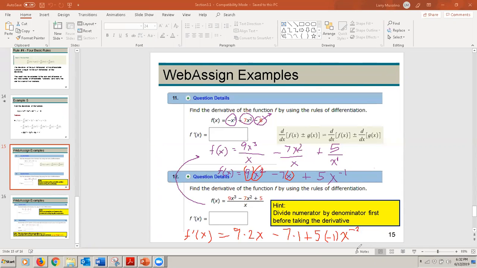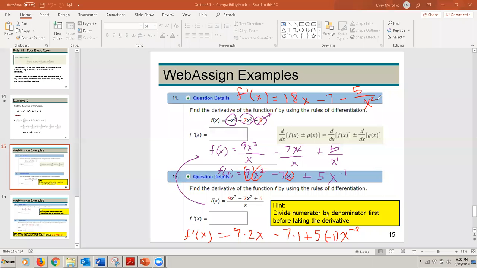All right, let me write the final answer. Maybe I'll write it up here, the final answer. Then I can write it as 18x minus 7 minus 5, and I'm going to put the x squared on the bottom to flip it to be a positive exponent. Okay, so this is the derivative function.